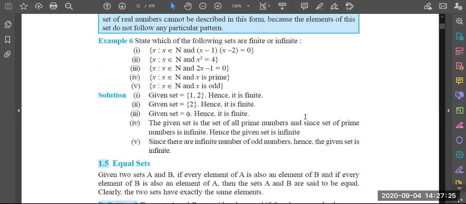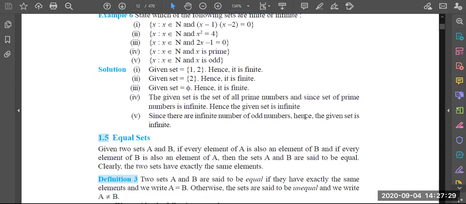What can be equal set? If each and every element of one set is equal to each and every element of another set, then it is called an equal set. According to the definition, two sets A and B are equal if they have exactly the same elements. Not number of elements, same elements.